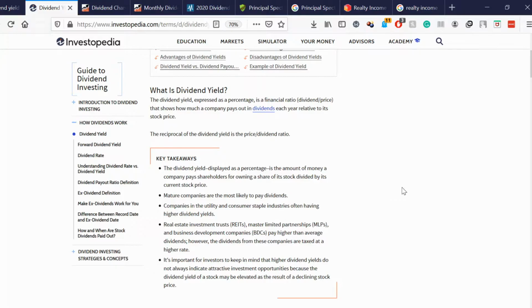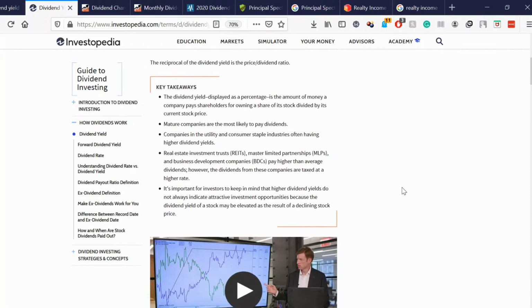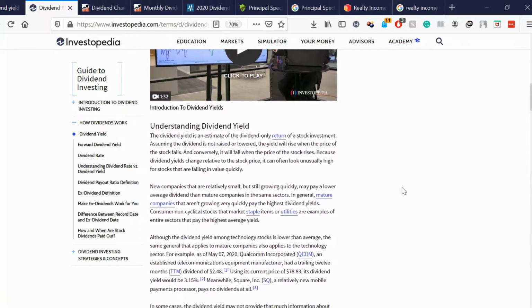And also the reverse is true. If the stock price goes up, sometimes you'll notice the dividend yield drop a little bit, but it's nothing substantial. It's not like you're getting paid 5% for the yield and then it drops to like 1%. You don't really see that unless it's a long-term cut. All right, let's continue on here.